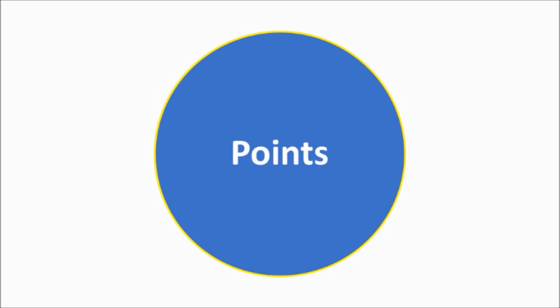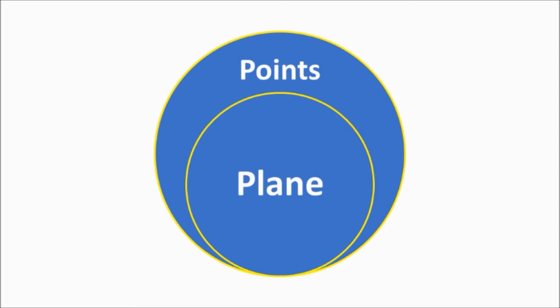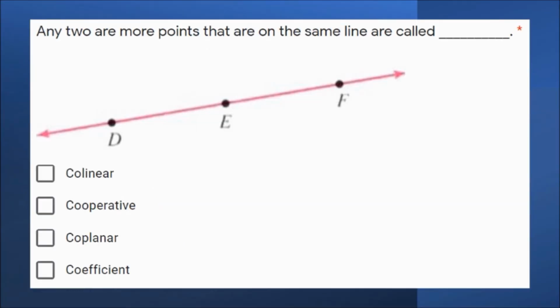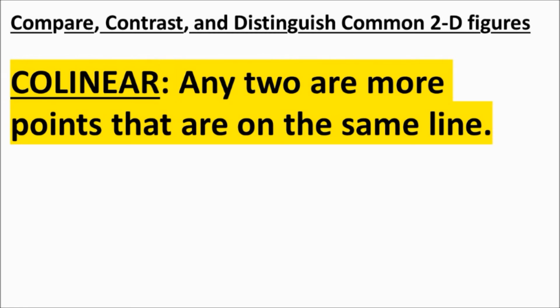Now we go back to our concept map to show the comparison. We begin with points. We have planes within those points. Now we have lines, so you need points and a plane to create a line. Any two or more points that are on the same line are called collinear, cooperative, coplanar, coefficient? Wait and allow the kids to answer. Collinear. Any two or more points that are on the same line.